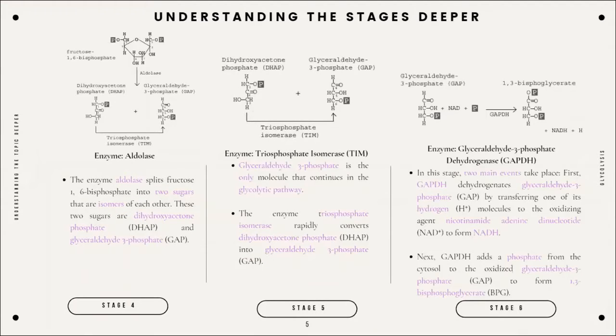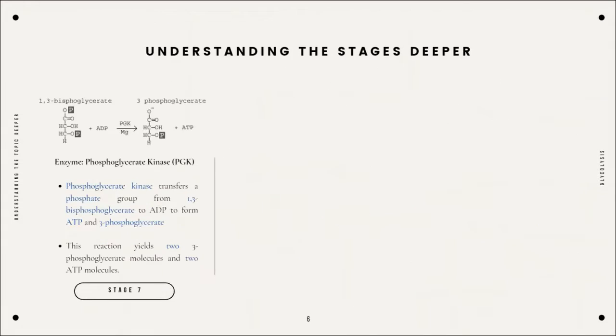In stage 6, two main events take place. First, the enzyme glyceraldehyde 3-phosphate dehydrogenase dehydrogenates glyceraldehyde 3-phosphate by transferring one of its hydrogen molecules to the oxidizing agent, nicotinamide adenine dinucleotide, to form NADH. Next, glyceraldehyde 3-phosphate dehydrogenase adds a phosphate from the cytosol to the oxidized glyceraldehyde 3-phosphate to form 1,3-biphosphoglycerate.